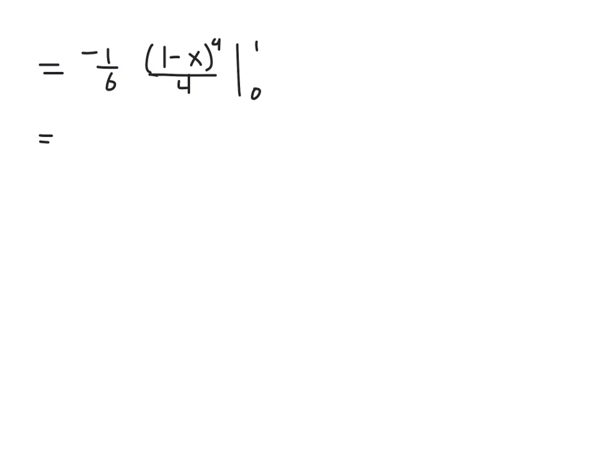So I'm going to get negative 1/6 times, we evaluate at 1, we're going to get 0, minus, when x is 0, we just get 1/4. And so I get negative 1/6 times negative 1/4, which is positive 1/24. Right? So this is the value of this particular triple integral.